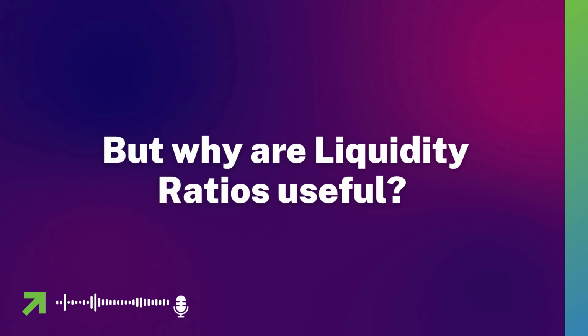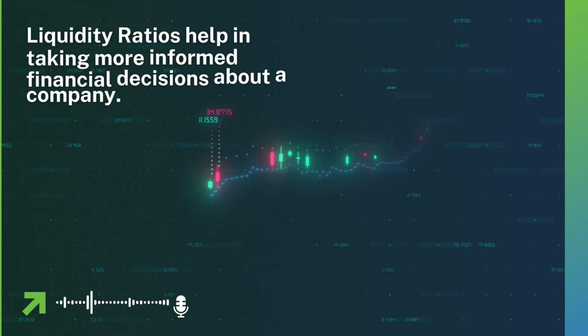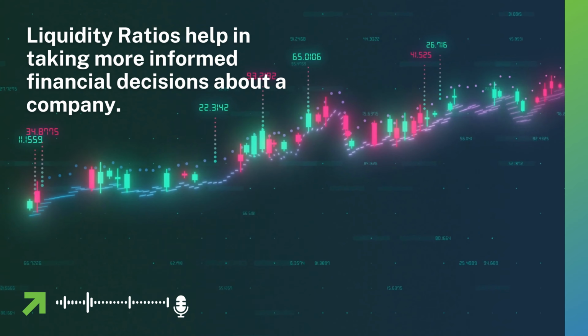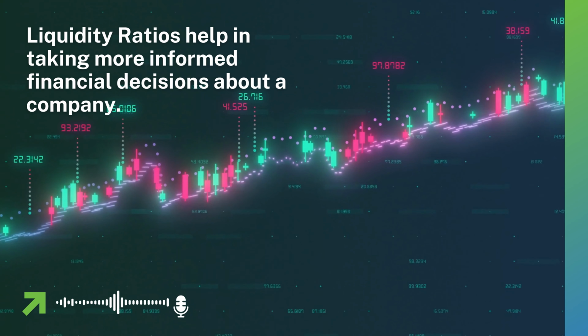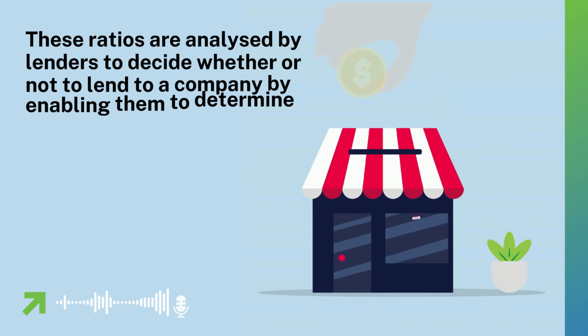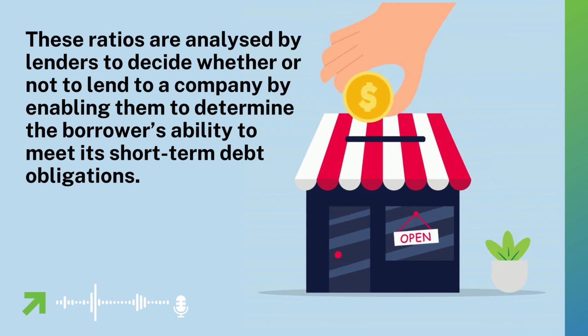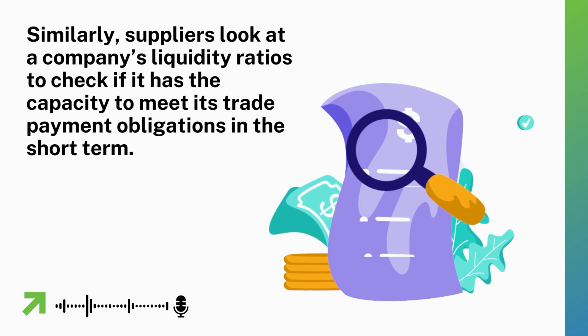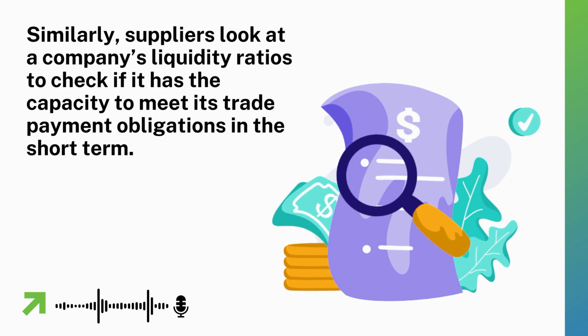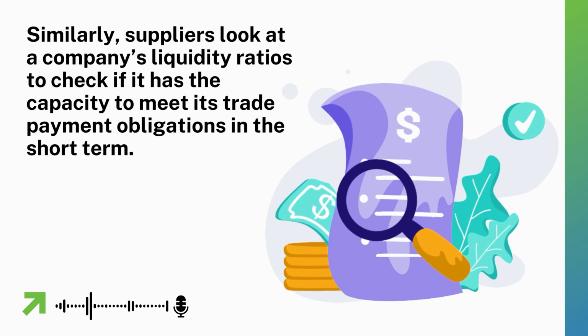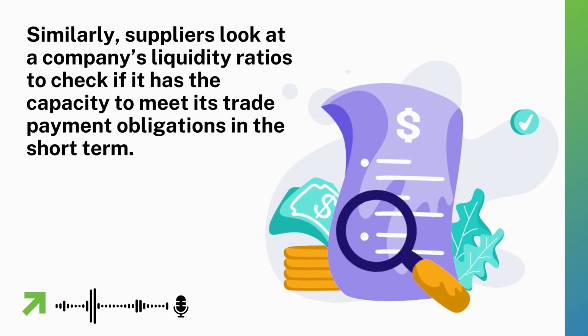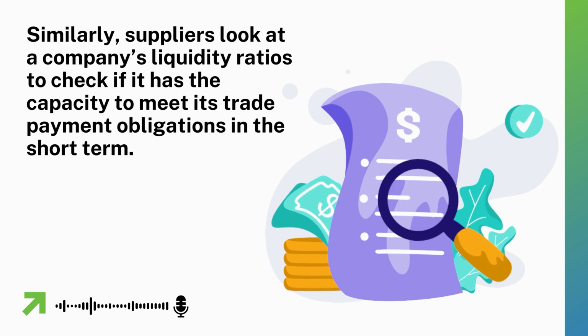But why are liquidity ratios useful? Liquidity ratios help in taking more informed financial decisions about a company. These ratios are analyzed by lenders to decide whether or not to lend to a company by enabling them to determine the borrower's ability to meet its short-term debt obligations. Similarly, suppliers look at a company's liquidity ratios to check if it has the capacity to meet its trade payment obligations in the short term.